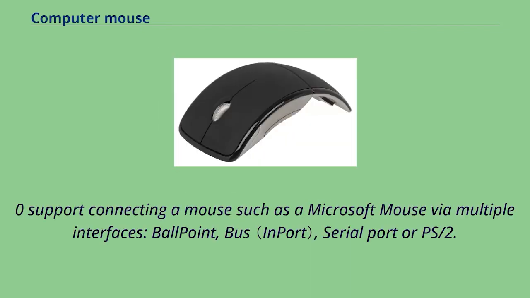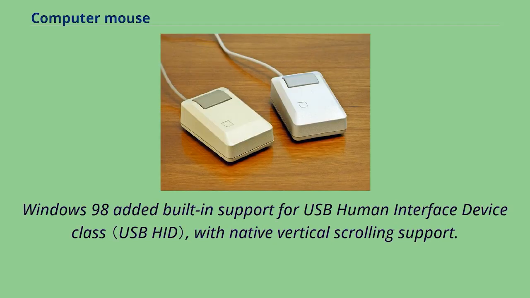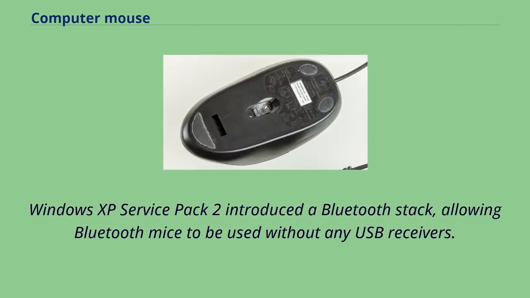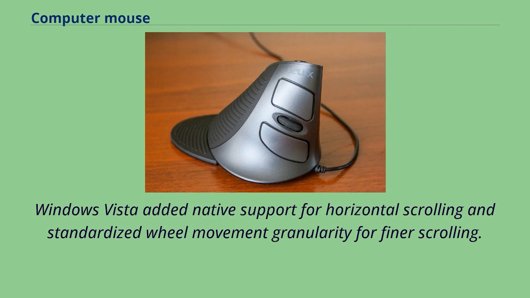MS-DOS and Windows 1.0 support connecting a mouse such as a Microsoft mouse via multiple interfaces: ballpoint, bus, serial port or PS/2. Windows 98 added built-in support for USB human interface device class, with native vertical scrolling support. Windows 2000 and Windows ME expanded this built-in support to 5-button mice. Windows XP Service Pack 2 introduced a Bluetooth stack, allowing Bluetooth mice to be used without any USB receivers. Windows Vista added native support for horizontal scrolling and standardized wheel movement granularity for finer scrolling.